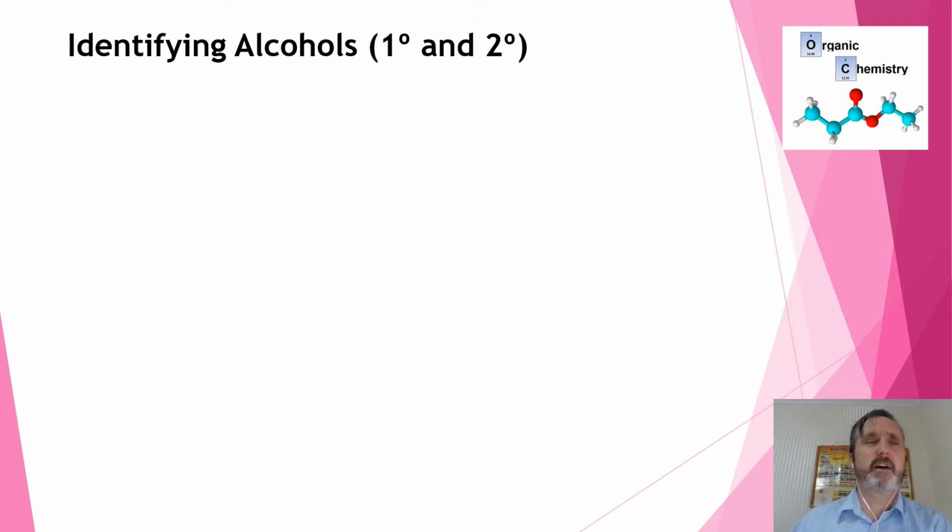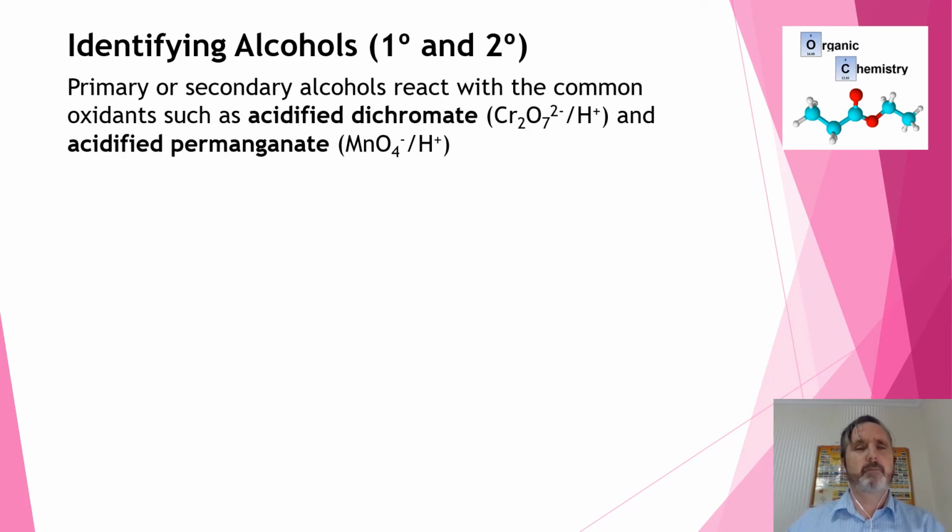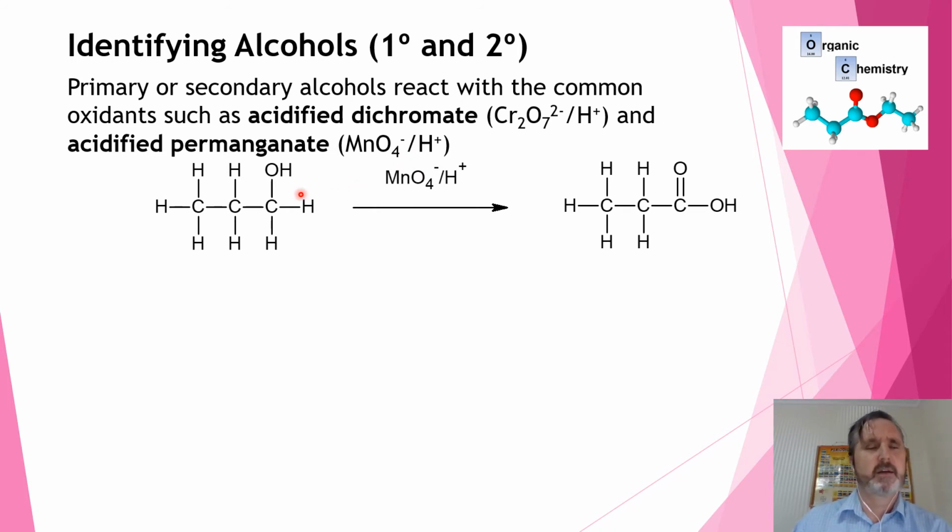If we want to identify alcohols, and this is an example of why it's important to know whether they're primary or secondary, then both primary and secondary alcohols will react with acidified dichromate, which is an orange color. It goes green when it reacts. Or acidified permanganate, which is a purple color, and it goes colorless. Notice that permanganate is an oxidizing agent, so it is going to oxidize the alcohol to a carboxylic acid. In fact, it has an intermediate in between where it becomes an aldehyde and then goes to a carboxylic acid.